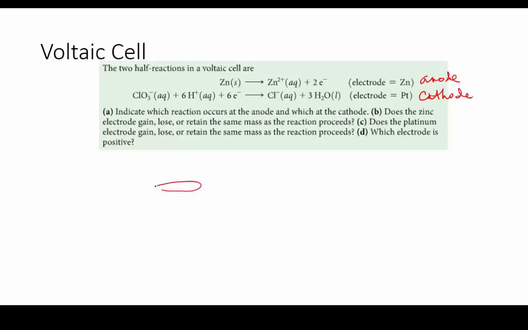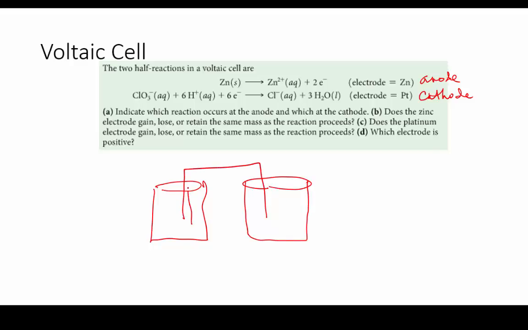So I'm going to have my two beakers. I'm going to have my salt bridge that connects the two. I'm going to have one electrode here, and another electrode here, and those are really bad electrodes. It doesn't matter which one I put where. I'm going to put my zinc electrode over here, and I'm going to put my platinum electrode over here. One's platinum and one's zinc.